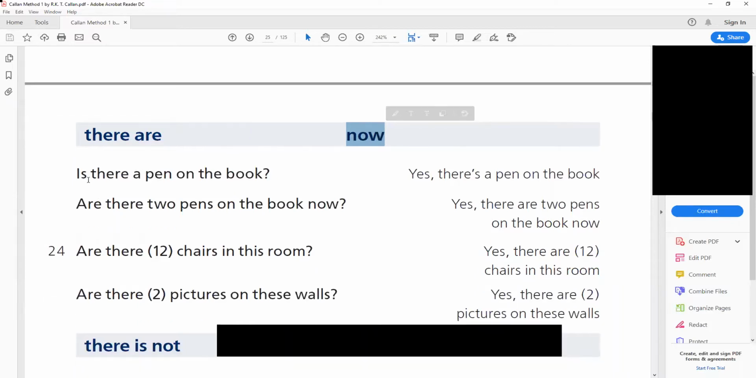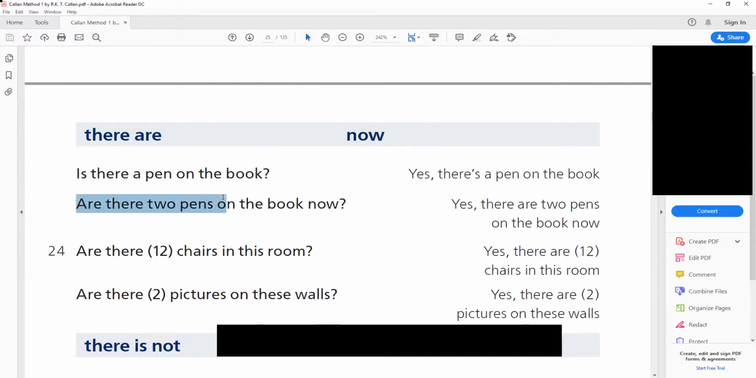Now. So, is there a pen on this book? Perdón. Is there a pen on the book? Clemencia, is there a pen on the book? Yes. Yes, there's a pen on the book.